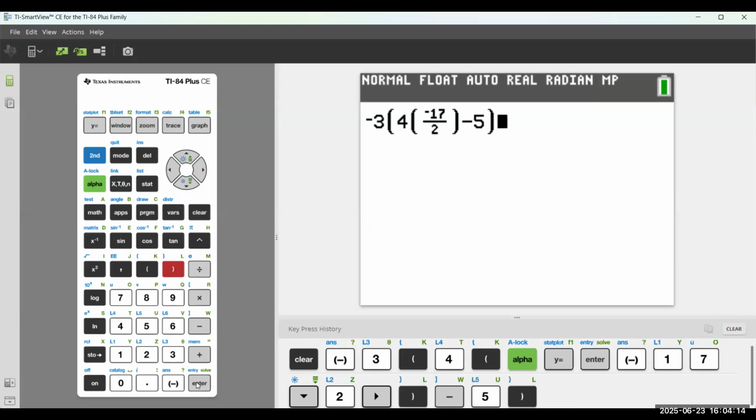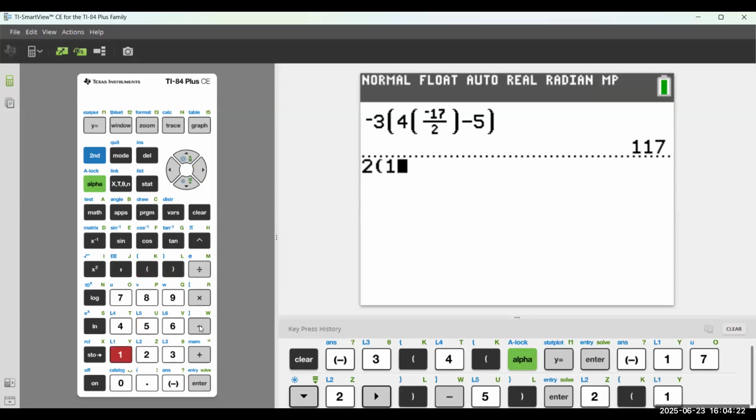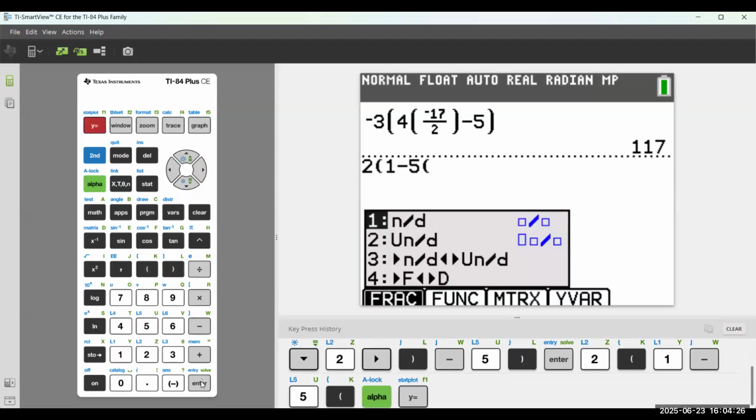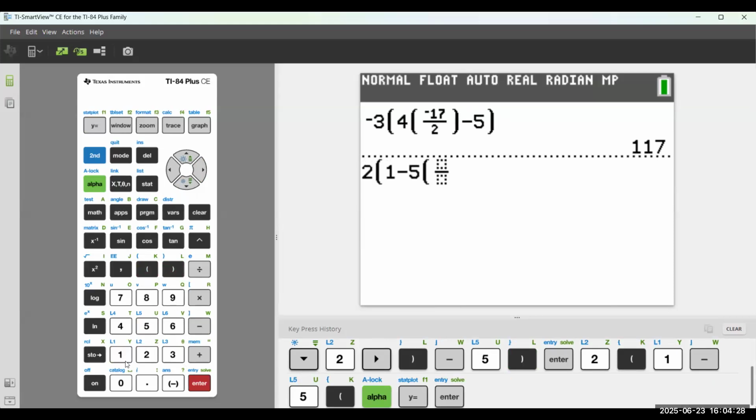We are going to type in the left side, see what it equals, and then the right side and see what it equals. So the right side said 2 times 1 minus 5 times x. And we chose x to be -17/2 because that was our first answer choice. All right.